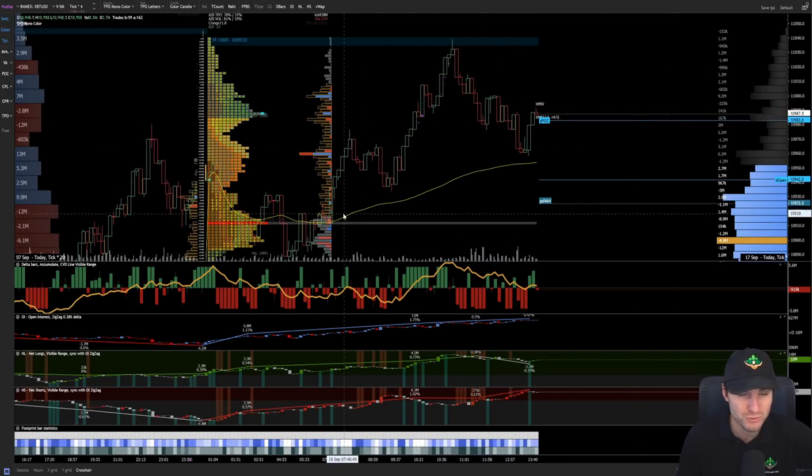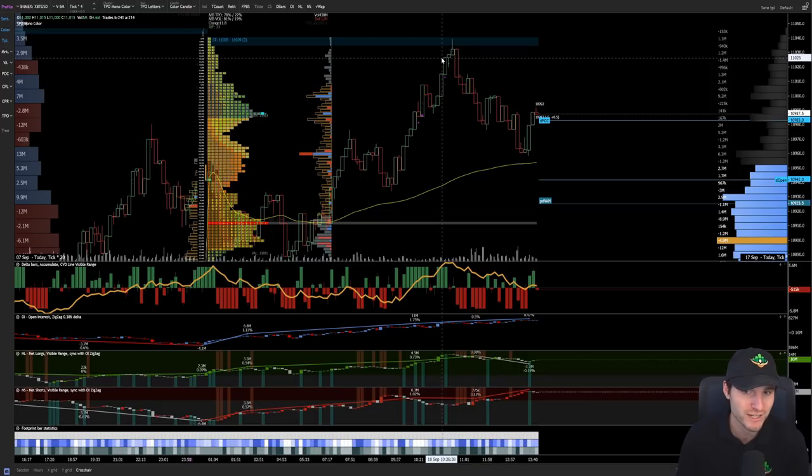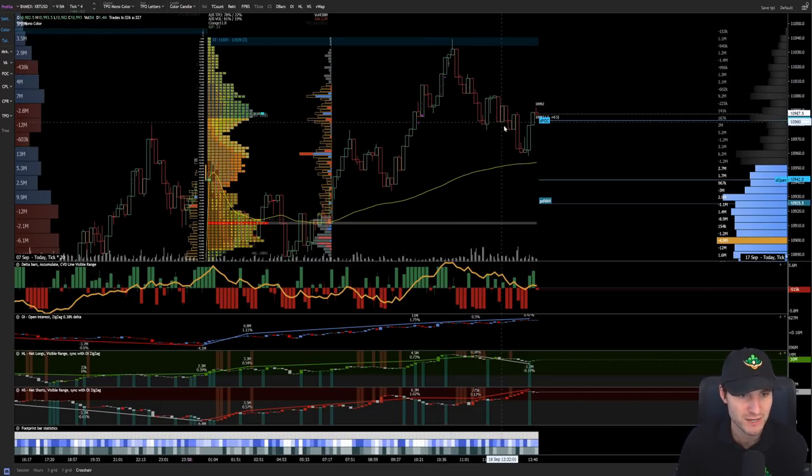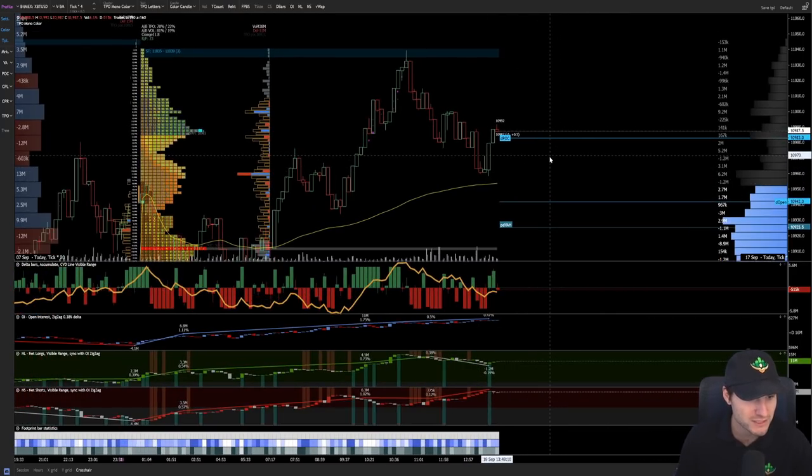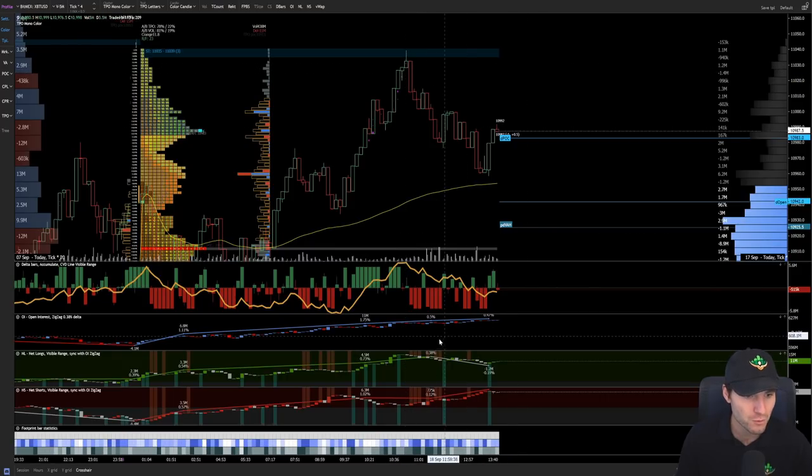Obviously, I was in a long from this morning. I have hit my take profit one on that trade, and from that take profit we're getting a pullback here. But this pullback is absolutely fine. I'm not worried about this. You can see that this pullback was because of people like myself taking profits, so you were seeing net longs close out.